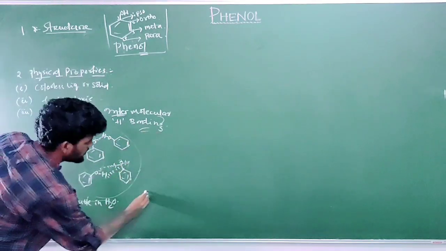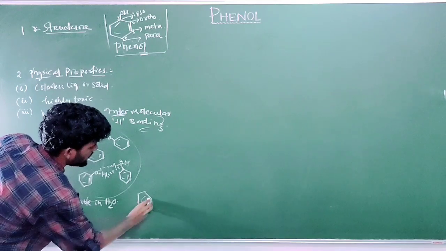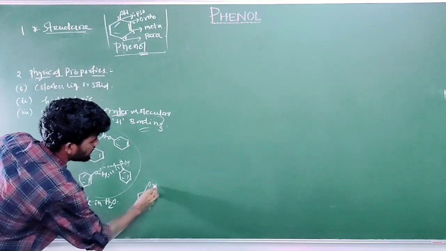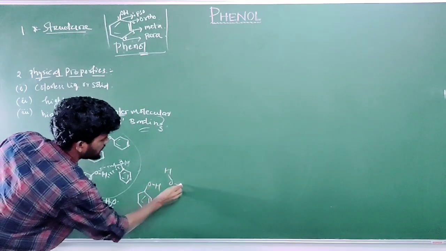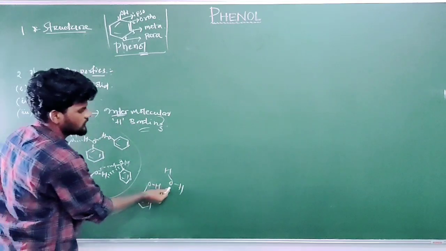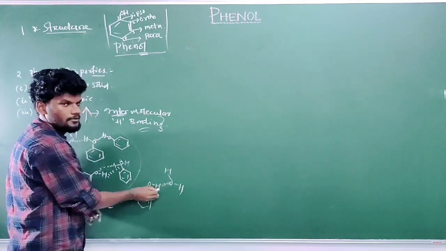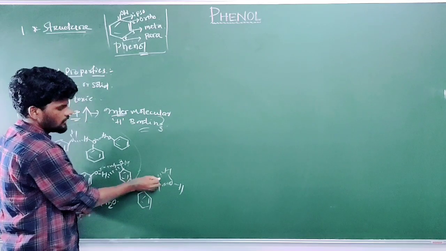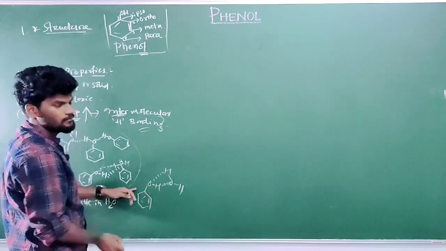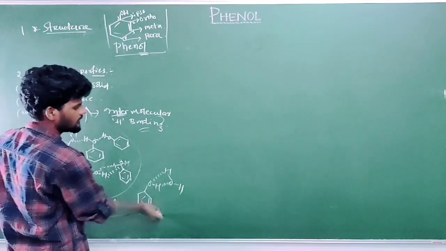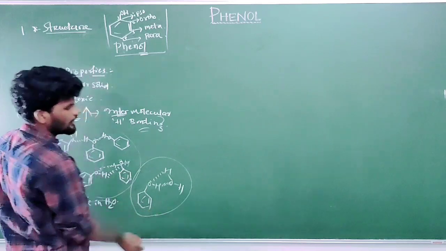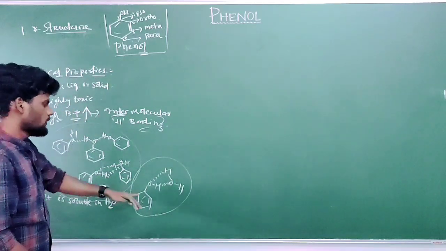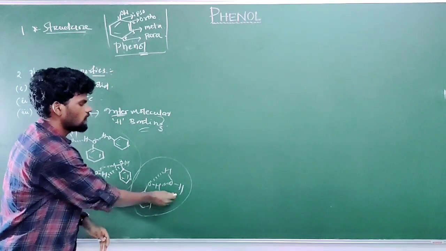If there is phenol surrounded by water molecules, the oxygen lone pair binds with hydrogen, and also the hydrogen of water can bind to the oxygen of phenol. In this way there is formation of intermolecular hydrogen bonding. That is why the phenol molecule is soluble in water.